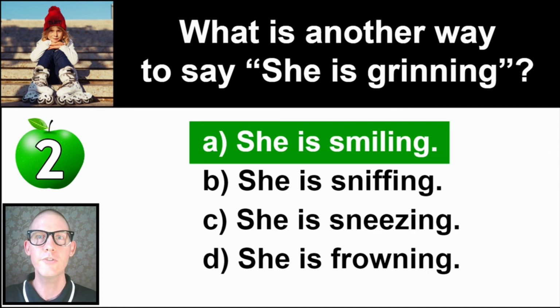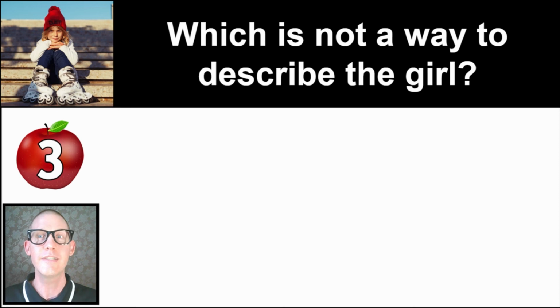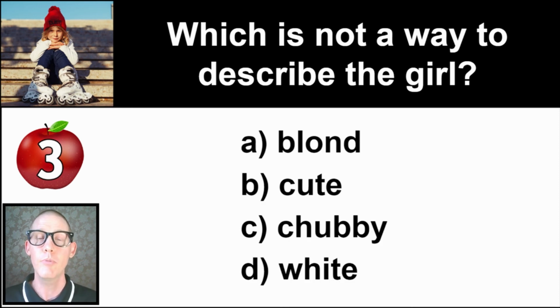Okay. Question number 3. Which is not a way to describe the girl? A. Blonde. B. Cute. C. Chubby. D. White. What do you think?